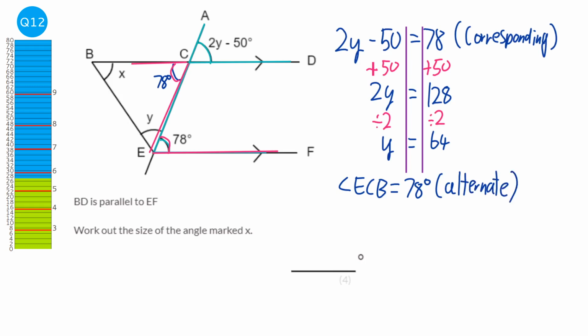And then finally, if we know this is 78 and we know that this is 64, because we know what y is, then we can work out what x is. So x equals 180, angles in a triangle, take away the 78 we know and the 64 we know. And the reason for that is angles in a triangle add up to 180 degrees. And just make sure you write down all the reasons as you go.